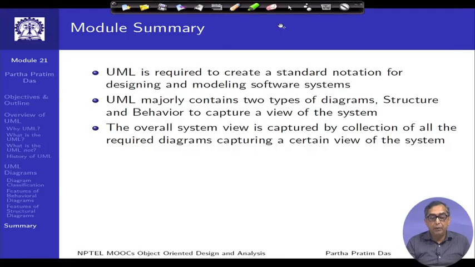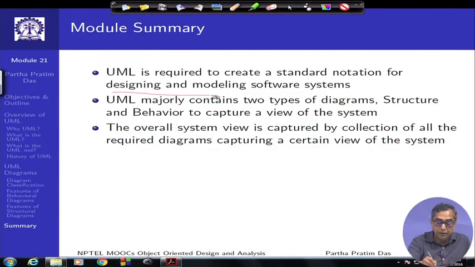So, to summarize, we have understood that UML is required to create a standard notation for designing and modeling software systems, to liberate ourselves from the vagueness and imprecision of natural language, and also not to get trapped in the intricate analytical and expressive power of the programming languages. UML majorly contains two types of diagrams, structural and behavioral diagrams, and we have seen a variety of structural and behavioral diagram overview, and the overall system will be captured in terms of all these different diagrams.